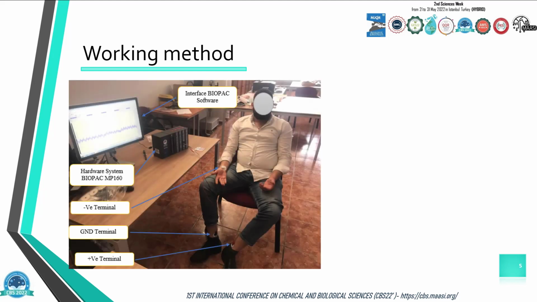The study included 10 volunteers. ECG data were taken in the sitting position. The signal was recorded and lead 2 was taken because it gave us a higher R peak than lead 1 and lead 3. For lead 2, we connect the positive terminal to the left leg, the ground to the right leg, and the negative terminal to the right hand.